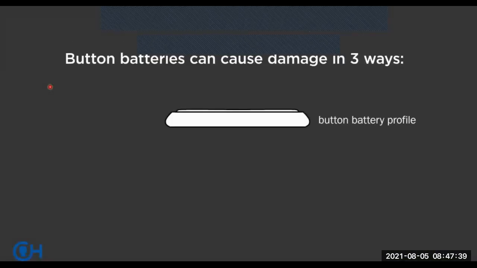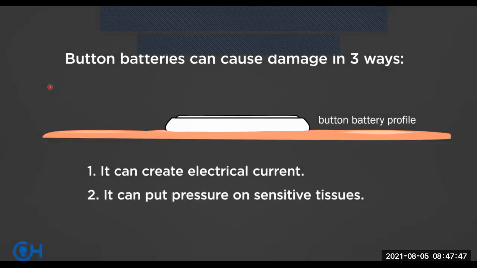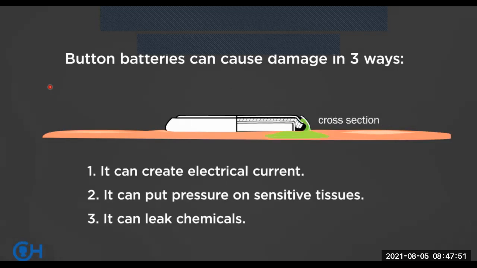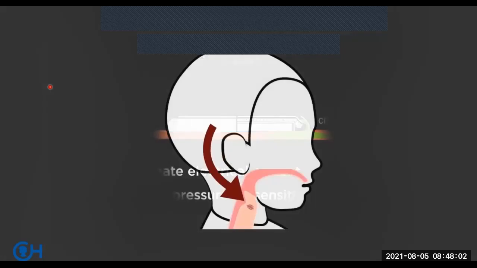A button battery can cause damage in 3 ways. First, it can create electrical current. Second, it can put pressure on sensitive tissues. And third, it can leak harmful chemicals from the battery. And all of these can cause burns to the throat or the stomach. The burn can be so intense after only several hours of exposure that the voice box can be destroyed or internal bleeding can occur.